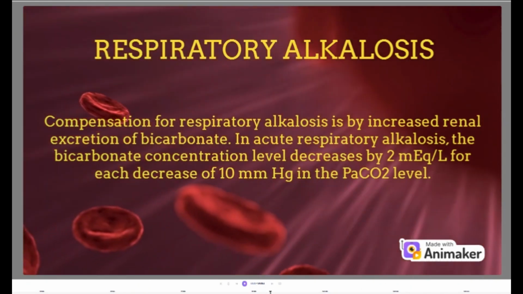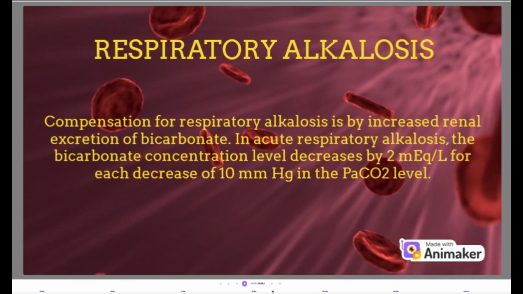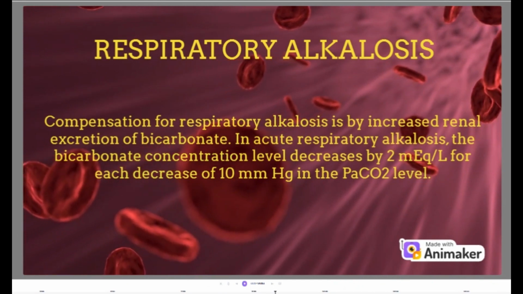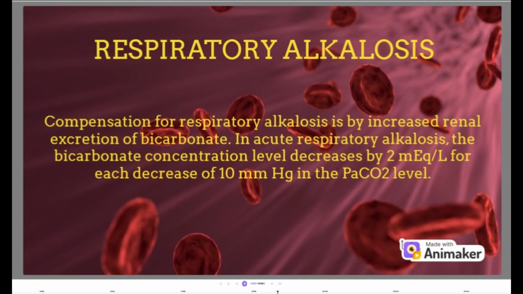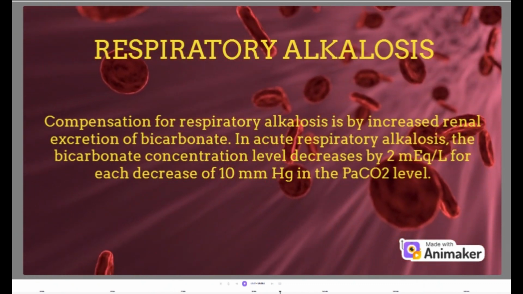Respiratory alkalosis. Compensation for respiratory alkalosis is by increased renal excretion of bicarbonate. In acute respiratory alkalosis, the bicarbonate concentration level decreases by 2 milliequivalents per liter for each decrease of 10 millimeters of mercury in the PaCO2 level.